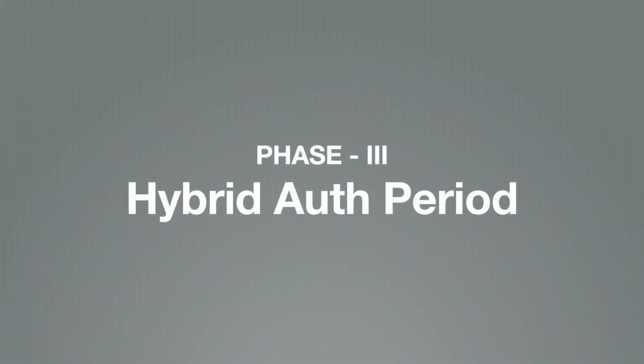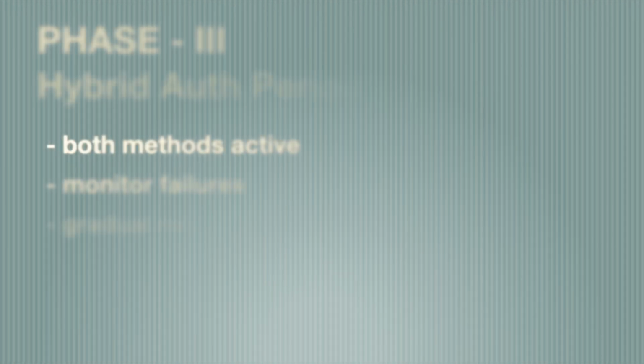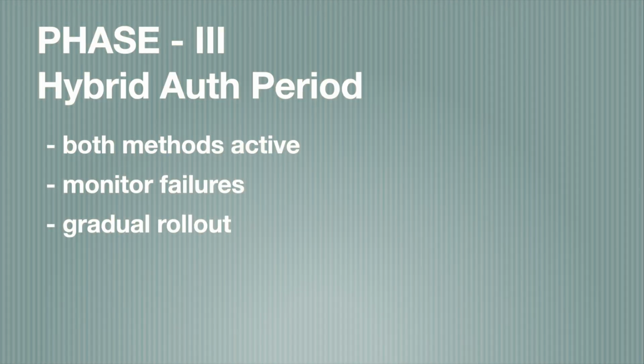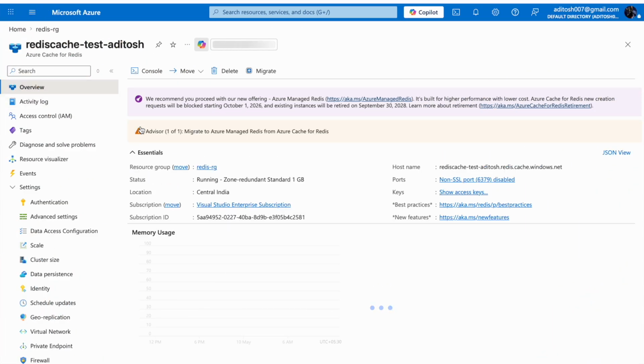Phase 3 is about the hybrid auth period. It's the period when on your Redis resource, both Entra auth and access key auth are enabled, and on your service, connections are primarily tried to be made by managed identity, but the fallback for using access key is also present. So let's go over to Azure portal and have a look.